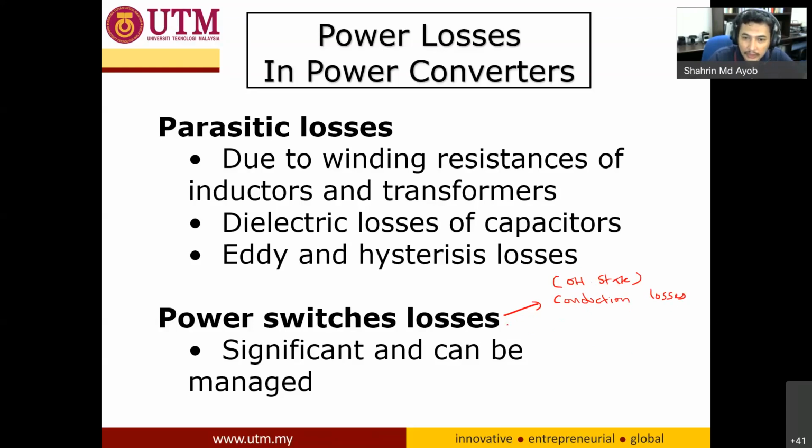And then we have blocking losses, which occur during the off state. And the other one is the switching losses, which occur in the transition between on and off, and off to on. So between the switching, there are also losses. We will go into more detail on these 3 losses.